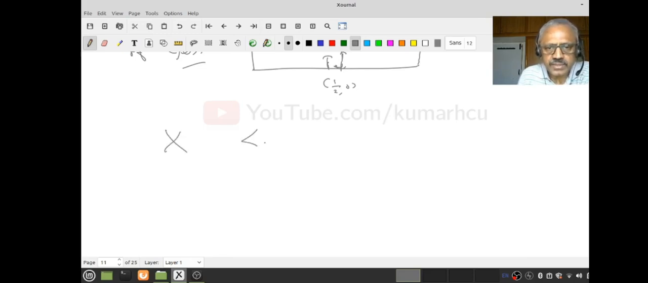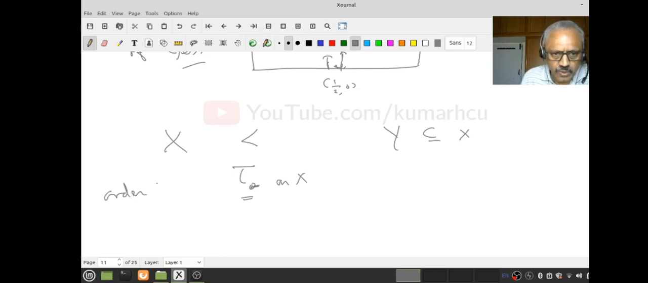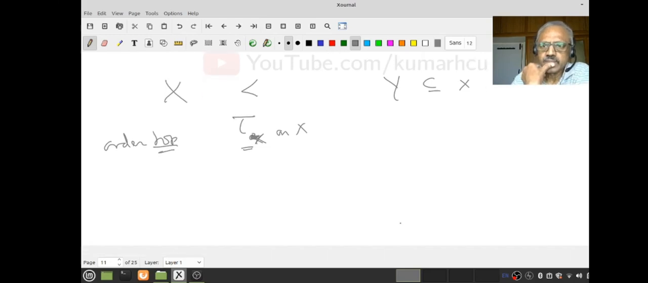X with an order, and let Y be a subset of X. Now since there is a total order, I have an order topology tau on X. Let me say this order topology, I don't want to call it tau o, order topology, if you want, tau X on X. This is the order topology. Now do you see that on Y there exist two natural topologies?